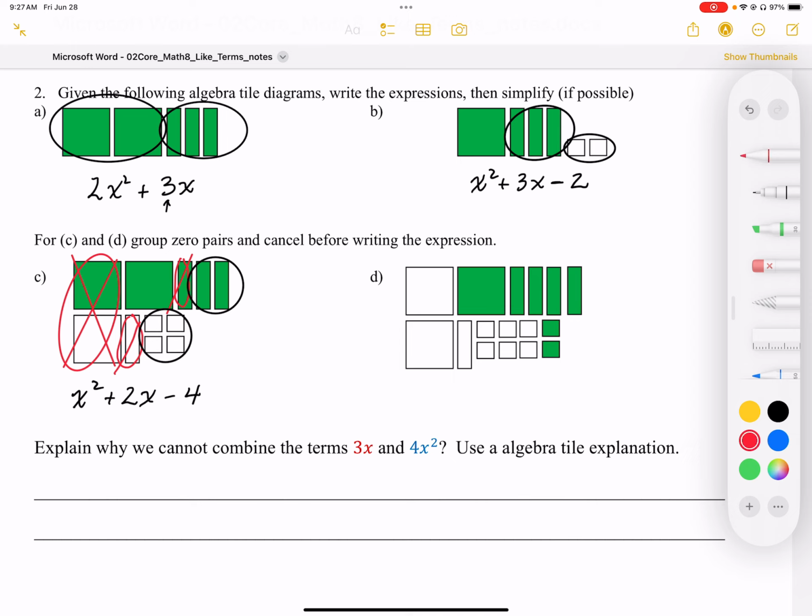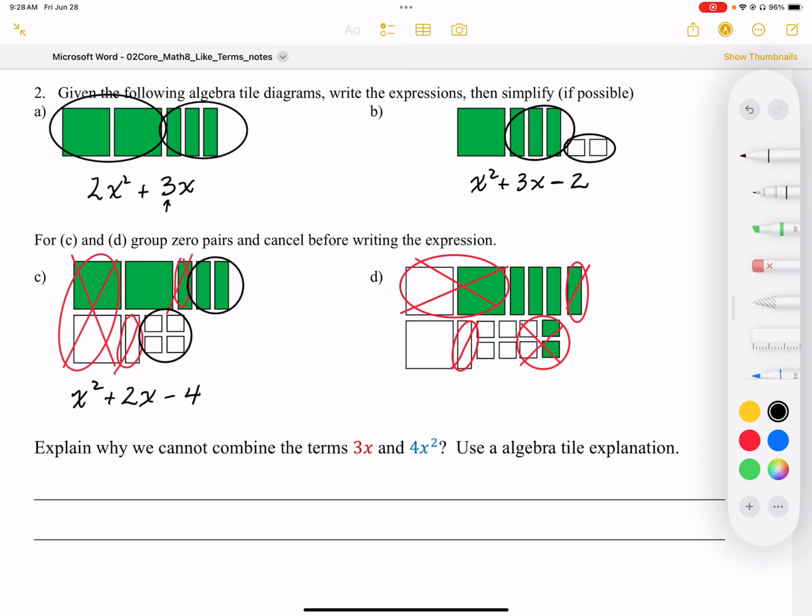Again, here I'm going to look for all my zero pairs. I have a zero pair here, so I'm going to be left with 1 negative x squared. I've got zero pairs here, so plus 2 minus 2 are going to cancel out. I have one of these x's and one of these negative x's. A plus x and a minus x are going to cancel out.